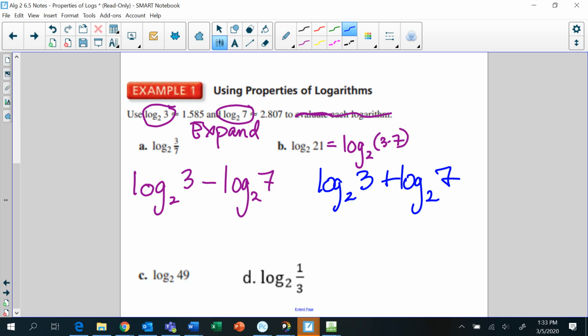Notice how my base was the same every time I expanded it. It's always the same base. So you're just breaking the larger number down.